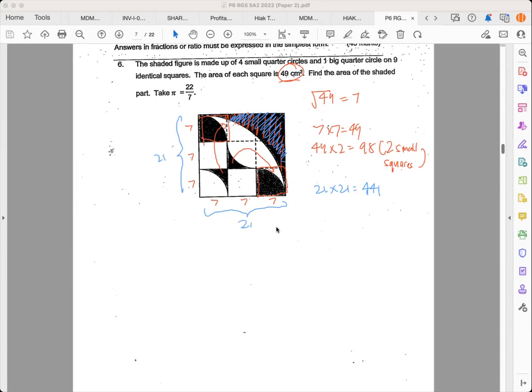Minus away the big quadrant. The big quadrant will be 1/4 times pi times radius times radius. The radius will be 21. Pi is 22/7, so let's use 22/7, times 21 times 21. So this gives you 346.5. So this is the big quadrant.